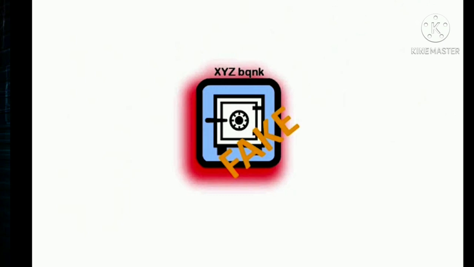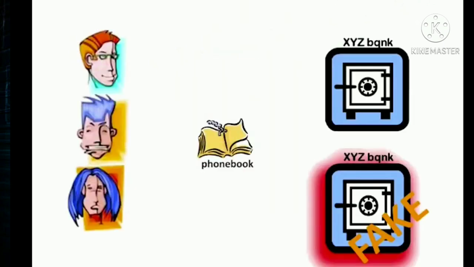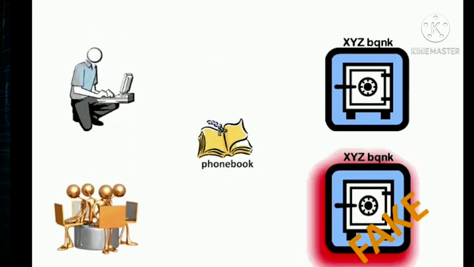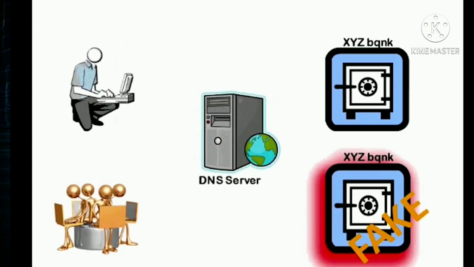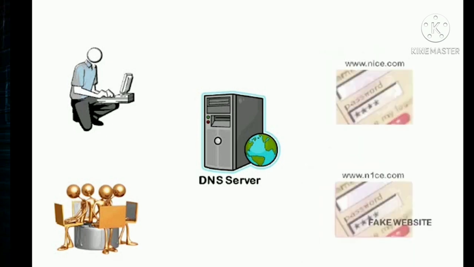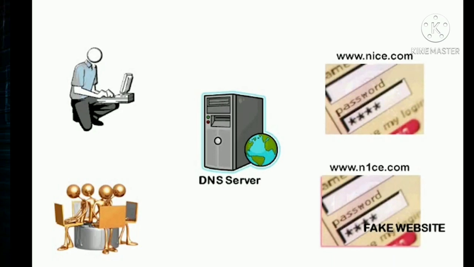Now let's look at this scenario in technical terms. First of all, let's replace the phone book with a Domain Name System, or DNS, server. And the bank's address is an Internet Protocol, or IP, address. The bank would actually be a legitimate website. In this case, it's www.nice.com. A DNS server is a place where you store all the IP addresses of various websites.